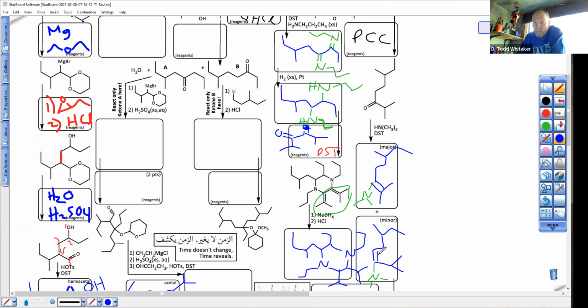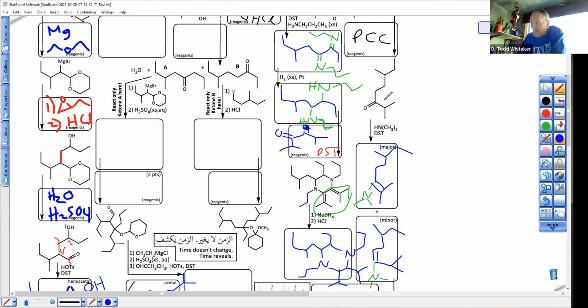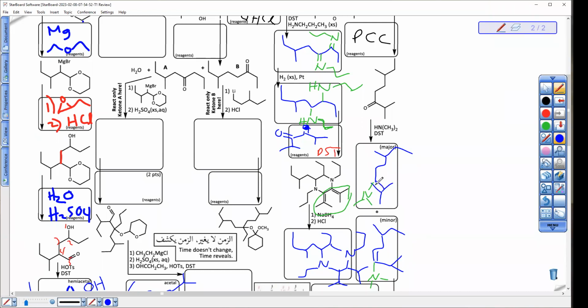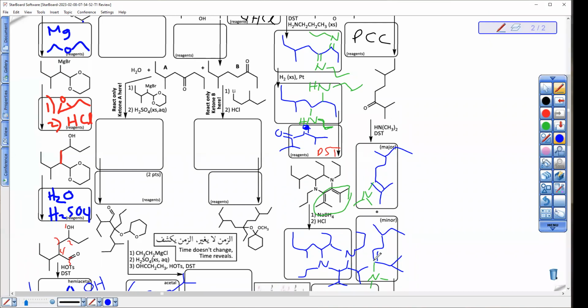How do you know where the double bonds can go? You can't just randomly put them where you want. One of the positions of the double bond has to be the original carbonyl. Both molecules have the original carbonyl carbon as part of the double bond. There and there.